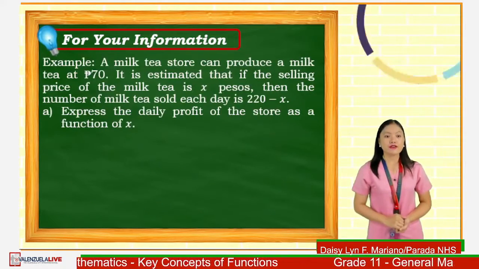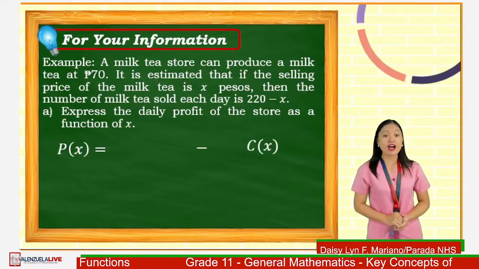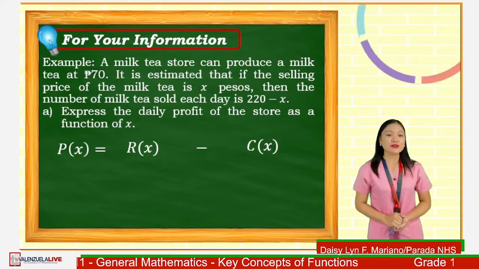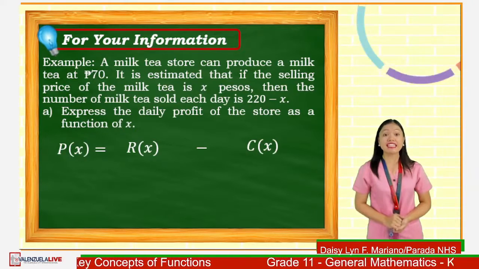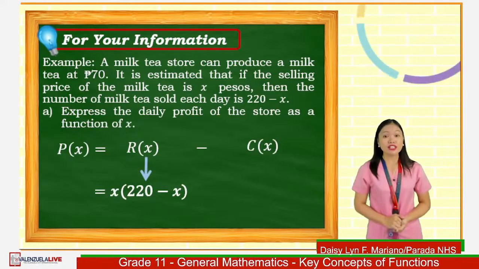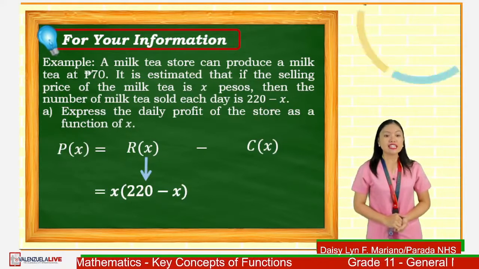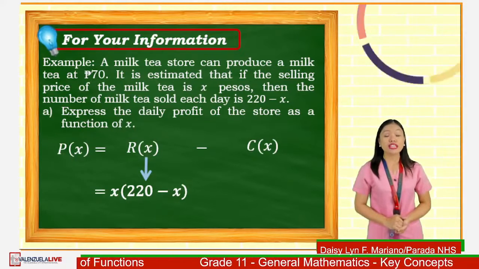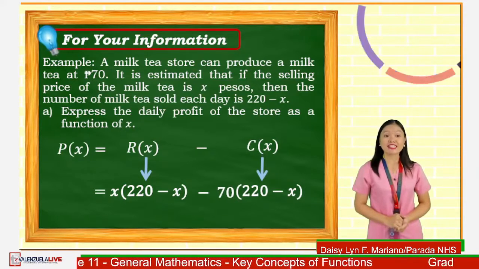The profit, P of X, can be obtained by subtracting the total cost, C of X, from the total revenue, R of X. The total revenue is the product of the selling price and the number of the milk teas sold in a day. So, R of X is equal to X times the quantity 220 minus X. On the other hand, the total cost is the product of the cost per milk tea and the number of milk teas sold in a day. That is 70 times the quantity 220 minus X.